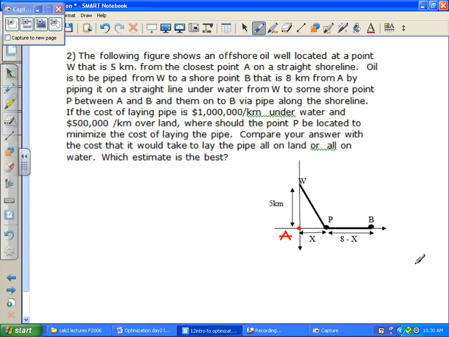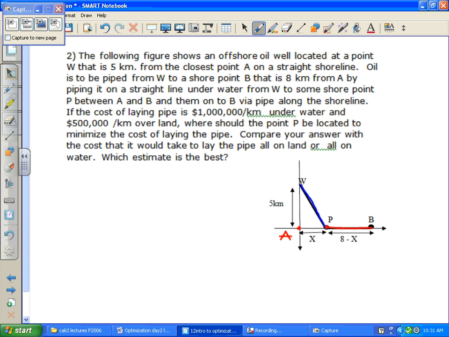Okay, so for this question, we're trying to minimize the total cost of laying the cable, right? Basically, this is your underwater, and this is your overland portion. As we discussed, you can go straight down the coast directly to A and then move to B, or you can go all underwater directly to B, or you land somewhere in between A and B at a point P. We're trying to decide where point P should be so the total cost of laying the cable is minimized.